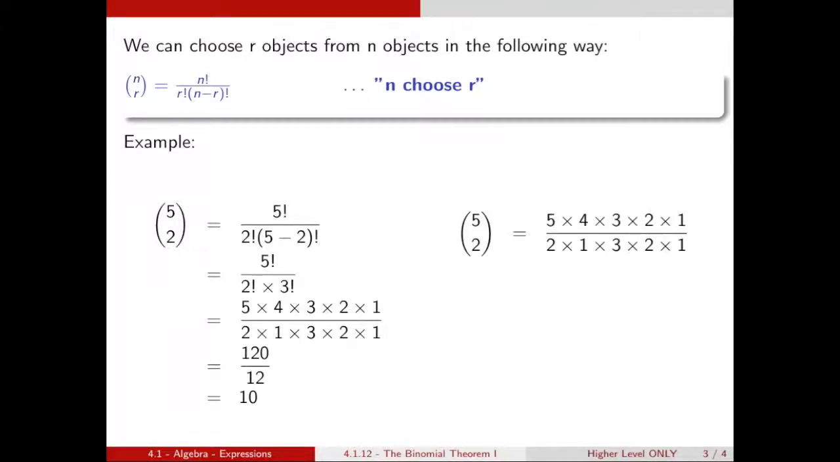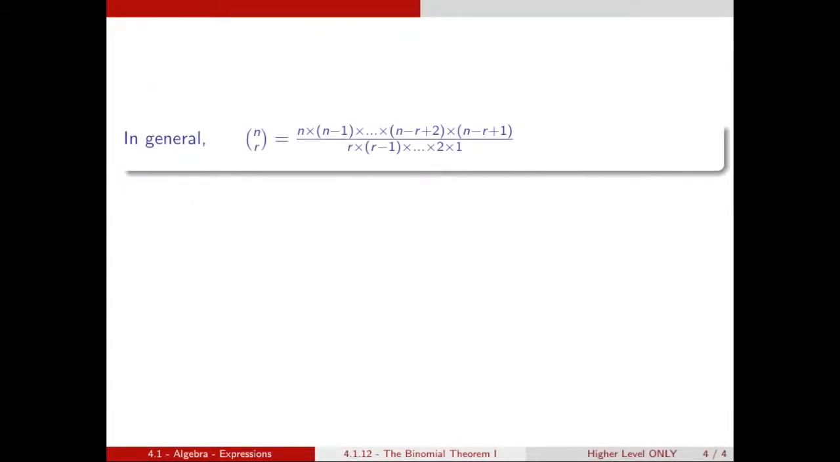So again, make sure you know where the n choose r button is. But also notice that we can rewrite it this way. 5 choose 2, we can cancel, there's a 3 times 2 times 1 on both top and bottom. So we're left with 5 times 4 over 2 times 1, which is 10. So in general, we can say that n choose r is n times n minus 1 times all the way down to n minus r plus 1 all over r times down as far as 1.